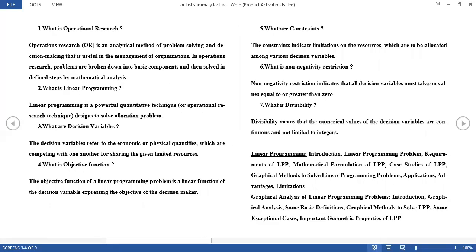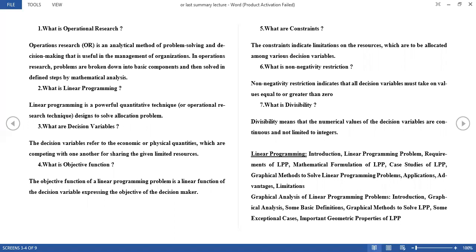limitations of operation research. So operation research, we can say, is an analytical method of problem solving and decision making that is useful in the management of organizations. In operation research, problems are broken down into basic concepts and then solved in defined steps by mathematical analysis. We have studied the technique of linear programming, which is a powerful quantitative technique designed to solve allocation problems.